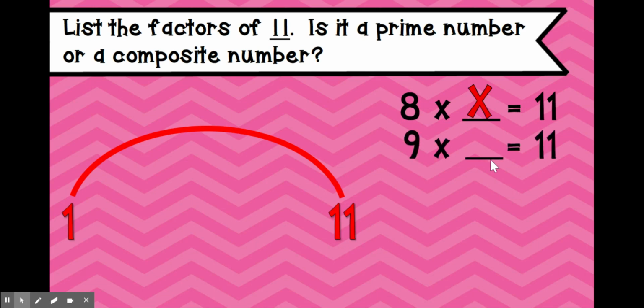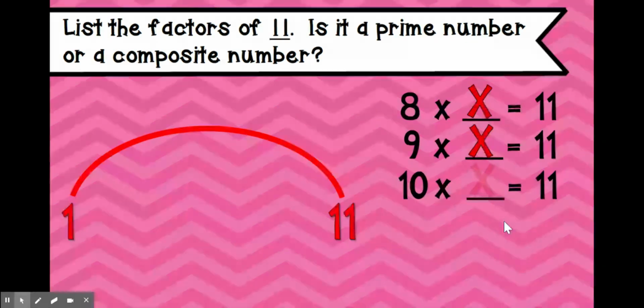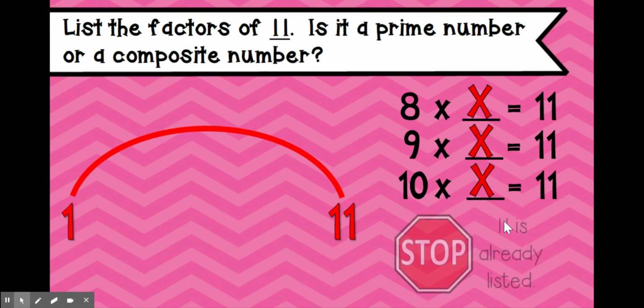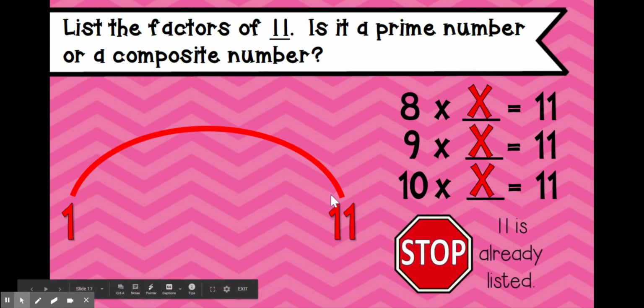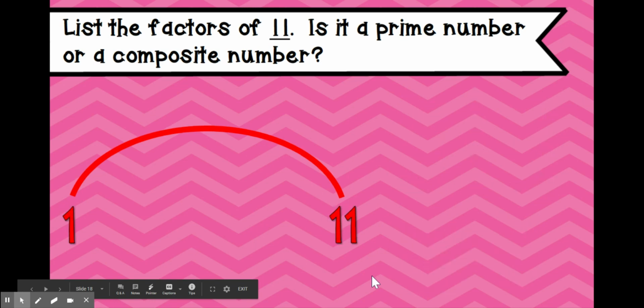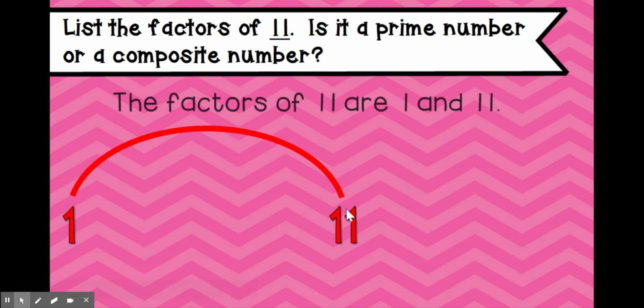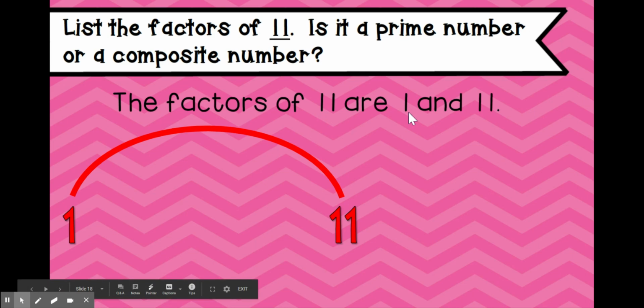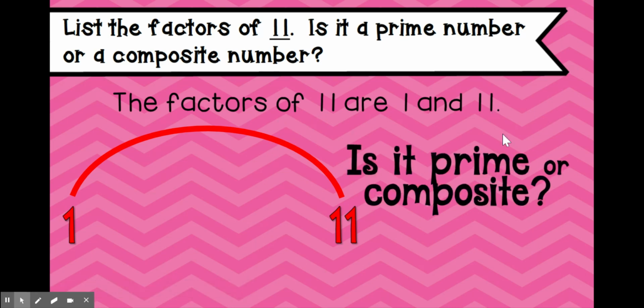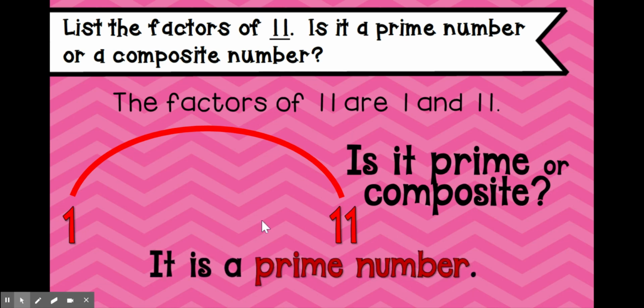How about 9? Is there a factor times 9 that will equal 11? No. How about 10? Nope. So we're going to stop because 11 is already listed. The factors of 11 are 1 and 11. Is it prime or composite? It is prime because it only has 2 factors, 1 and itself.